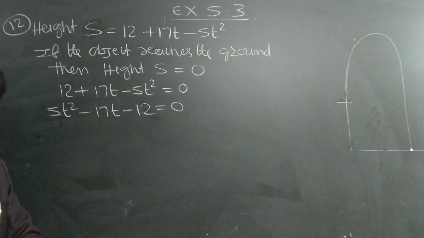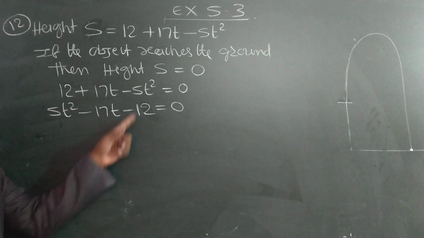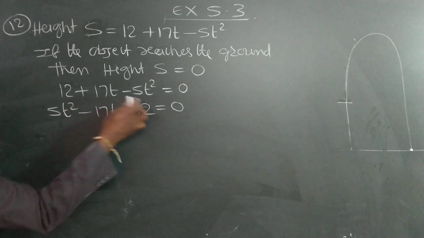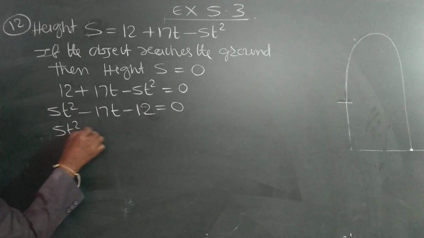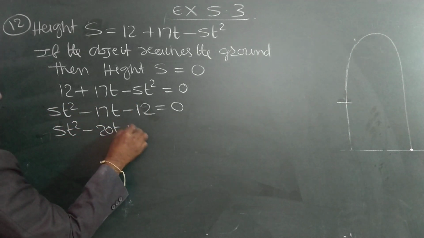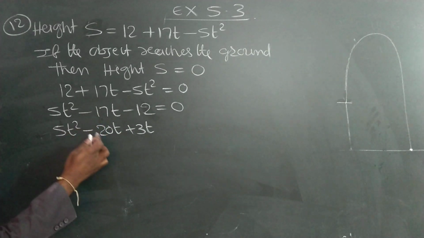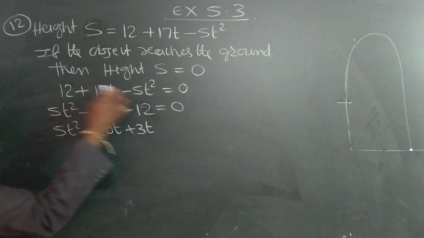Or use the formula. 12 times 5 is 60. See here students, I am using the factors method only. The formula method you know, minus b plus or minus root of b square minus 4ac by 2a, that you can do. See, factors method: minus 20 plus 3, how much? Minus 20 plus 3 is minus 17. 20 times 3 is 60, 12 times 5 is 60.